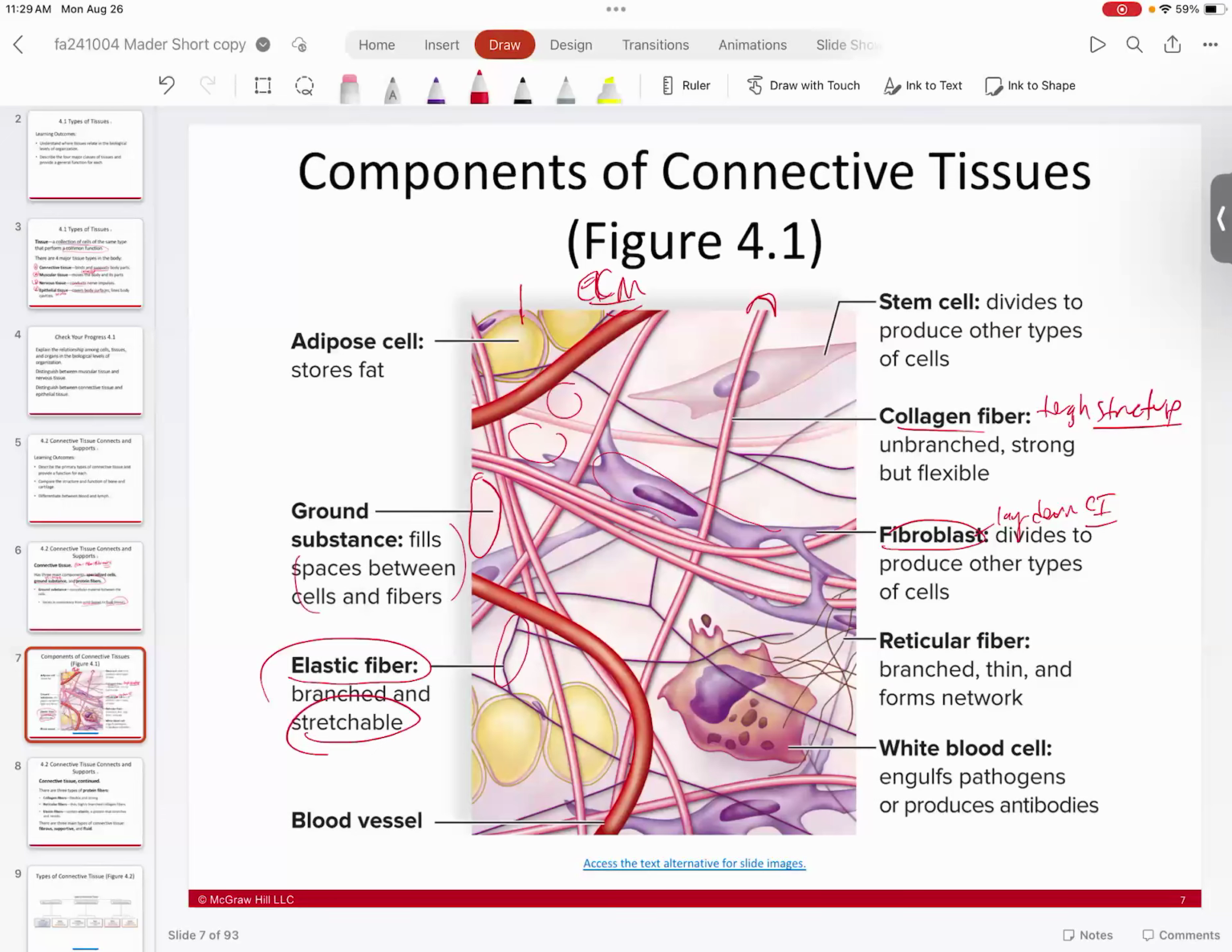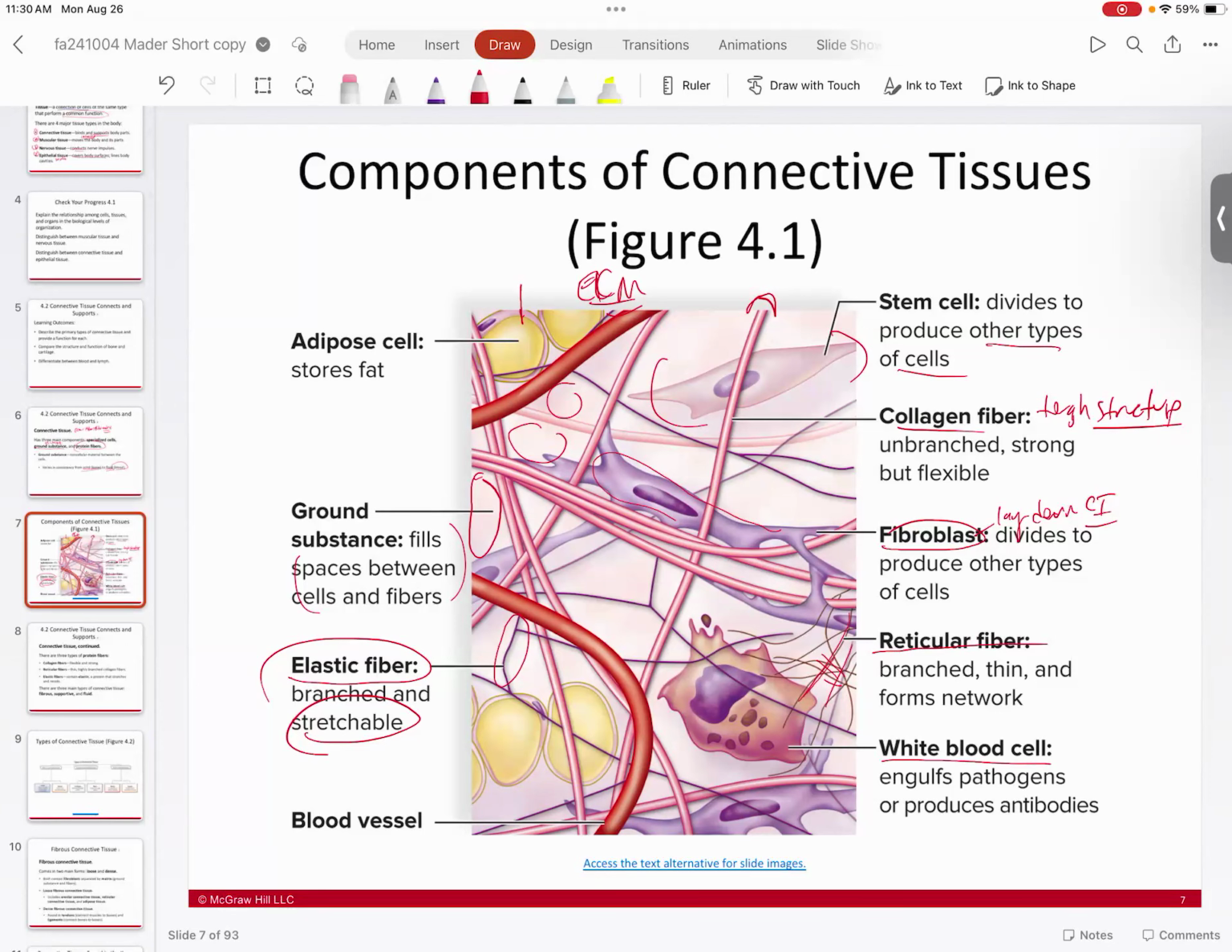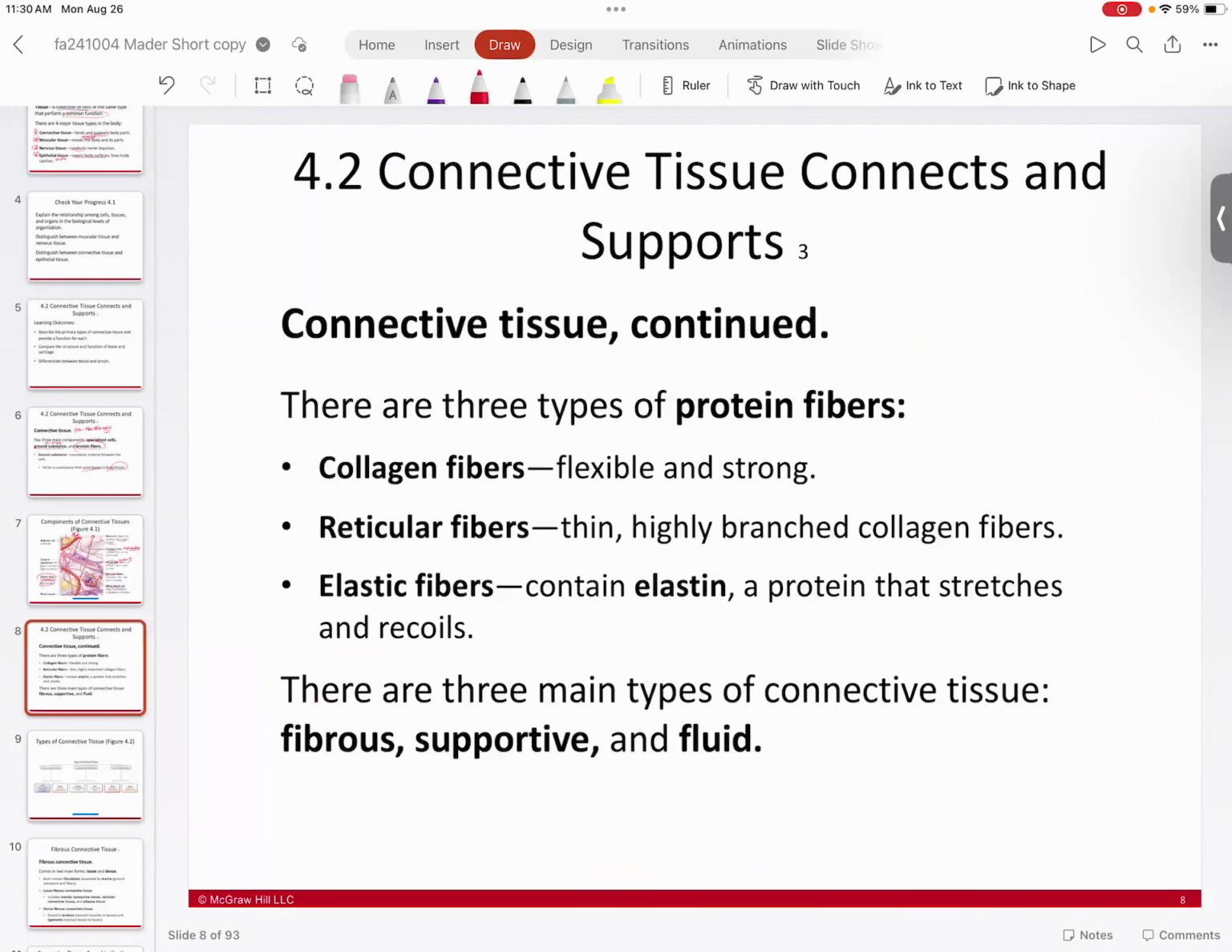This is that fluid-filled area. You also have a couple of other different types of things going on here. You have what are called reticular fibers, which tend to be branched, thin protein fibers that create almost a scaffold-like network within the extracellular matrix. Then, like in your skin, you see white blood cells cruising around in here. They engulf bacteria and things of that nature. The last thing you see up here are the stem cells. The stem cells basically divide, and their job is to produce other cells. So your constant source of new cells is some sort of stem cell.